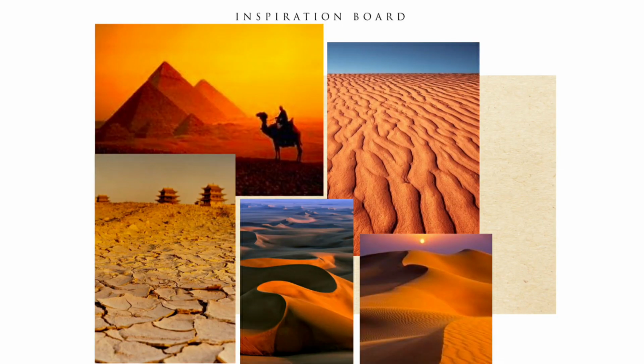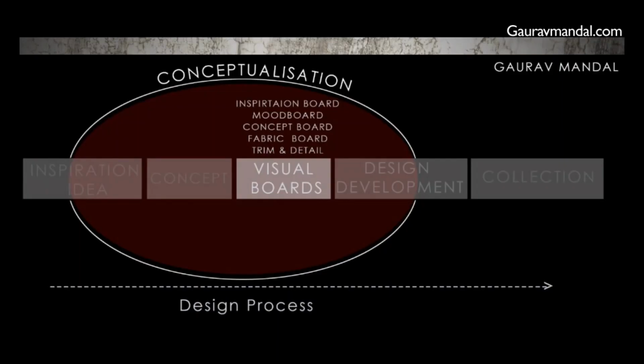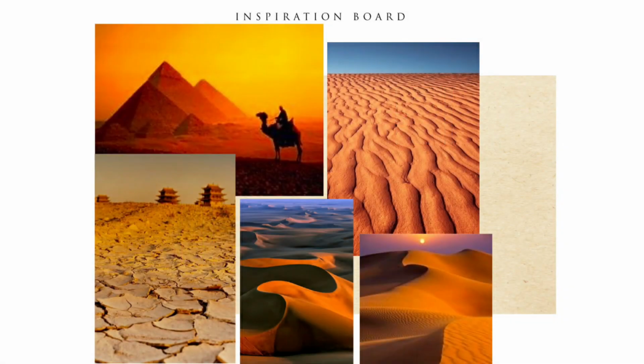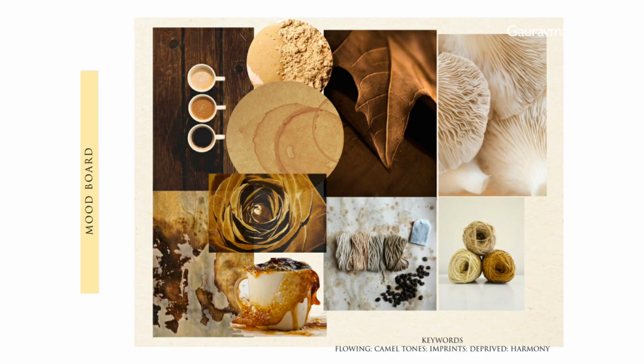So your inspiration was just a picture of desert because that is where your collection started from. So it was a trigger point to start a design process. This is the basic difference between an inspiration board, which has just the images of your inspiration, versus a mood board, which is the visual representation of your concept.